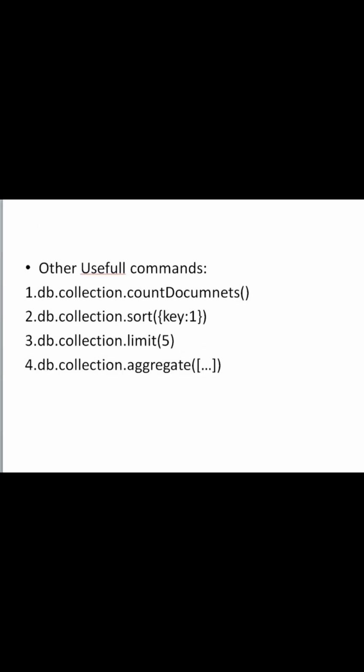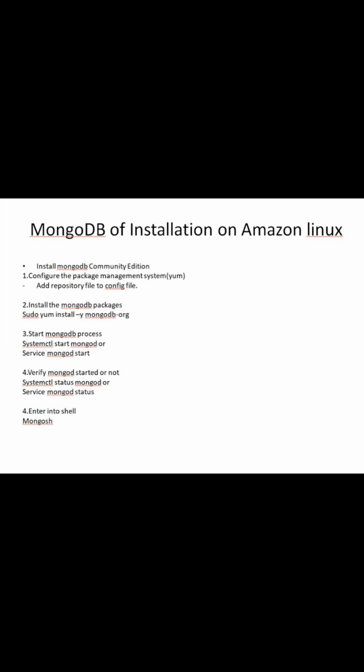Now last but not least, here are the other useful commands. Here the commands are count documents, sort, which sorts the records in ascending order, and limit, which is used to find limited records. For example, if you have thousands of records and need to find only 5, at that time we can use limit. And the last one, aggregate, is used for pipelines.